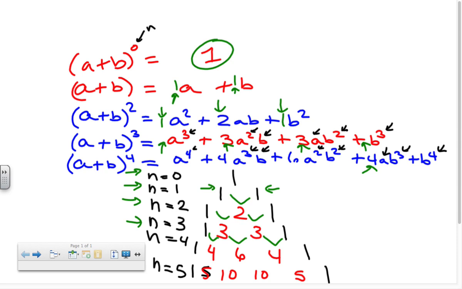Alright, let's look at 4. 1, 4, 6, 4, 1. Isn't that cool? Look, it follows the exact same pattern. For n equals 4, it's 1, 4, 6, 4, 1. So if we were to write the binomial expansion out for 5, we would be able to do that using the 1, 5, 10, 10, 5, 1.